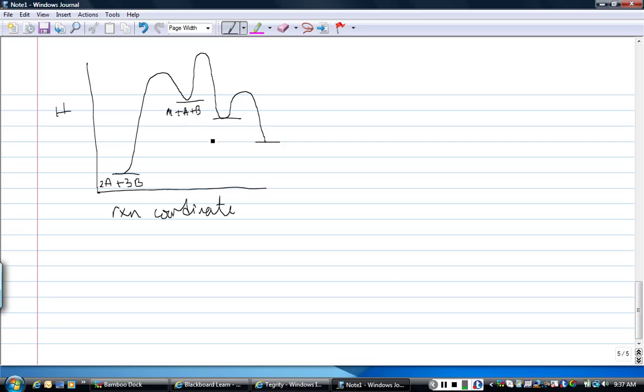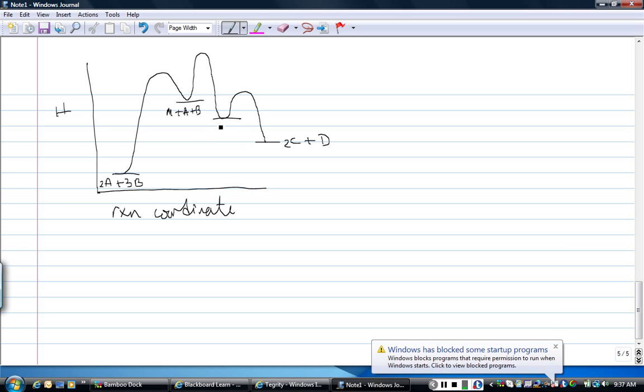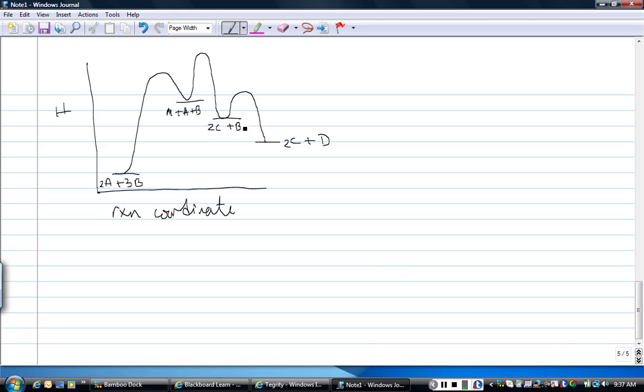Then here I have, let's see, C plus B again. Let's make it 2C plus D. Then here I'm going to say I have 2C plus B plus Q. Okay, good. So I think that's going to work.